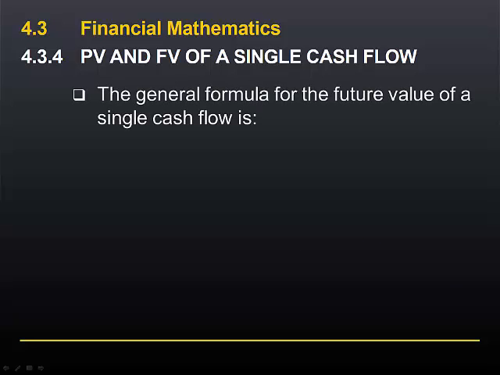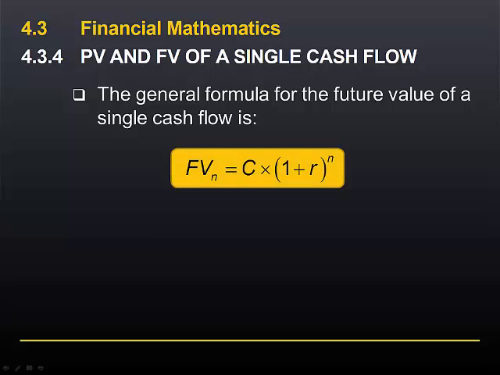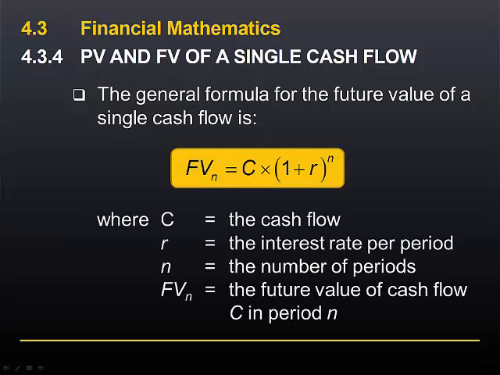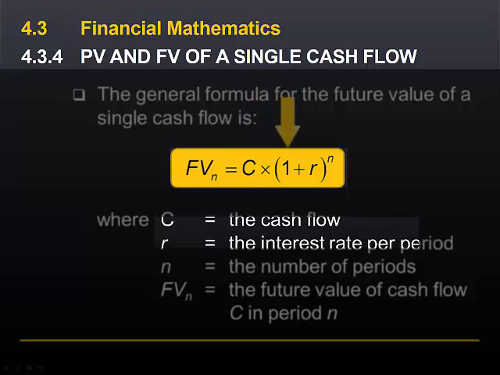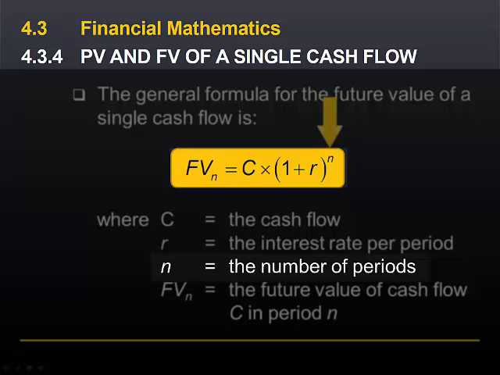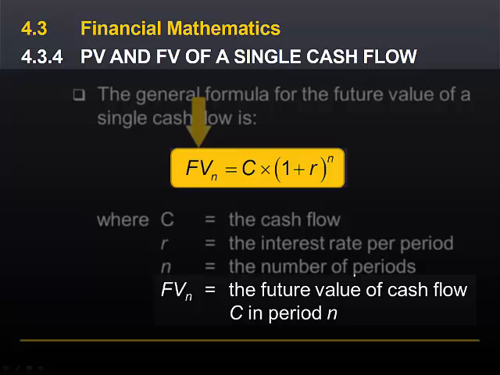This is the general formula for the future value of a single cash flow, where C is the cash flow that we need to move into the future, R is the interest rate per period, and N is the number of periods we need to move the cash flow. Because we can calculate the future value of a given cash flow for various future periods, we often use a subscript to indicate the period of time a cash flow relates to. So FV subscript N means the future value of the cash flow at time period N.